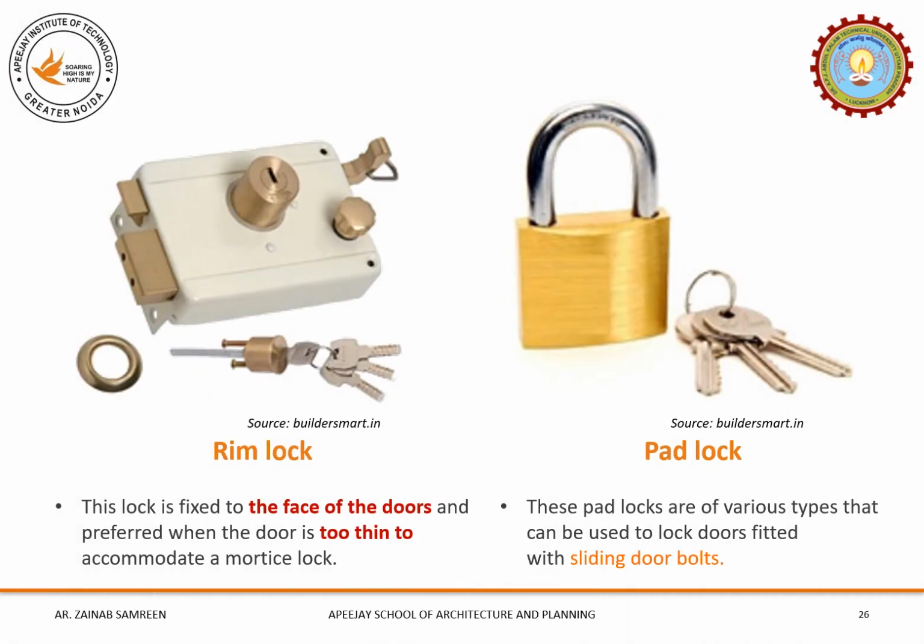Another type of lock is rim lock. This lock is fixed to the face of the door and preferred when the door is too thin to accommodate a mortise lock. And then there are padlocks. We have seen them earlier also. They are used when we provide L drops or latches onto our doors, so to lock them we used padlocks.